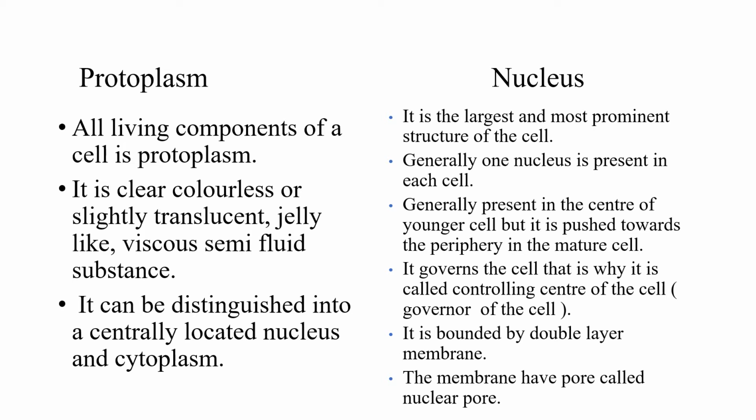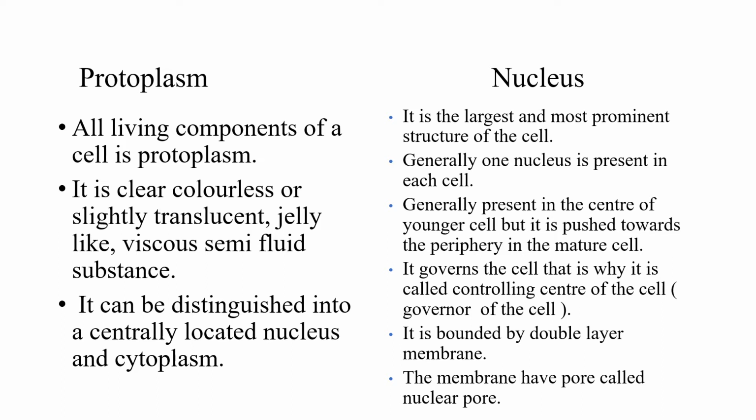Nucleus is the prominent structure of the cell, the largest structure also. It controls all the parts of the cell. Generally, one nucleus is present in each cell. Mostly it is present in the center in younger cell. Then in plant cell it is pushed towards the periphery, that is towards one side. In animal cell it is present in the center.